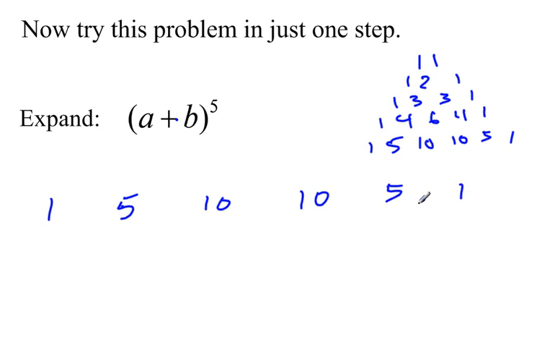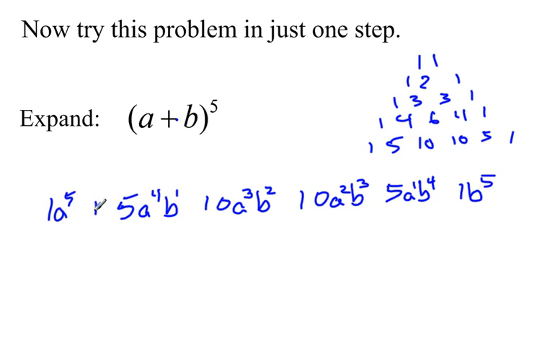I got to leave myself enough space. Then the A's start with a to the fifth, a to the fourth, a to the third, a squared, a to the first, no a. Then the B's start with no b, b to the first, b squared, b cubed, b to the fourth, b to the fifth. Look at that. We did it. Put plus signs in between, and we're done.